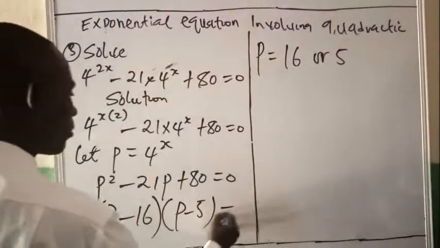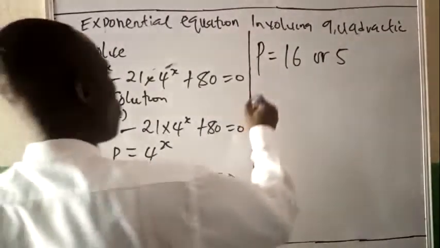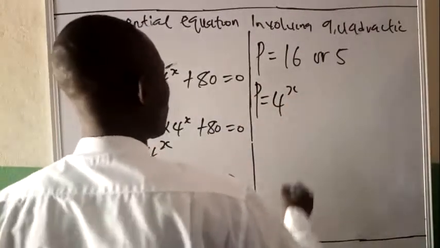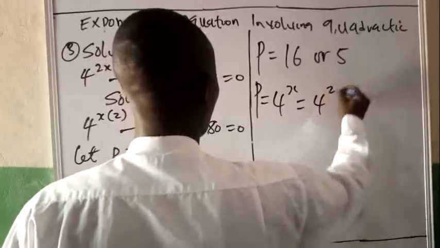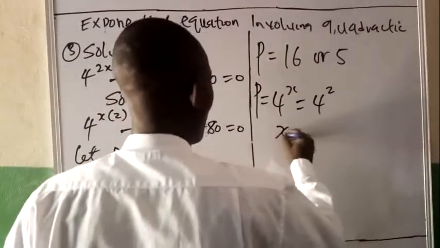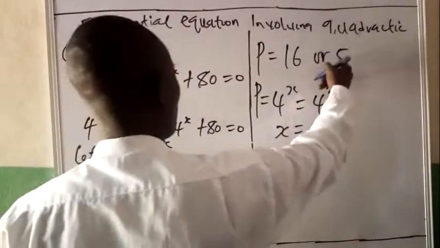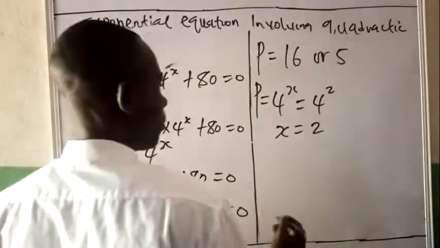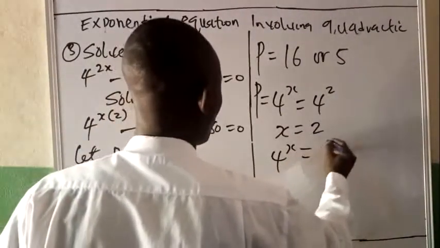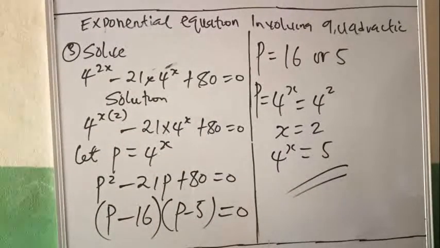But P is equal to 4 raised to the power of x, which is equal to 4 raised to the power of 2. So we have x is equal to 2. Since 4 does not have a relationship with 5 in exponential form, you can say 4 raised to the power of x is equal to 5. So this gives us the final answer.